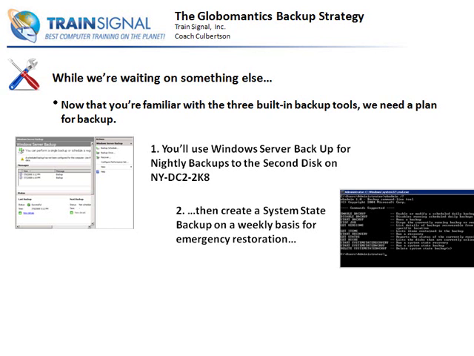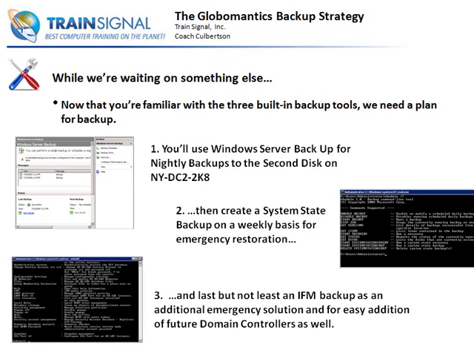So we're going to be setting up our Windows Server Backup for nightly backups to the second hard disk on NYDC2. Then we're going to create a system state backup on a weekly basis for emergency restoration. Now, a system state backup, remember, only saves out the guts of your Active Directory, so it's going to be a little bit smaller than your standard Windows Server backup files are going to be. Then last but not least, we're going to create an IFM backup as an additional emergency solution and also for easy addition of future domain controllers as well.